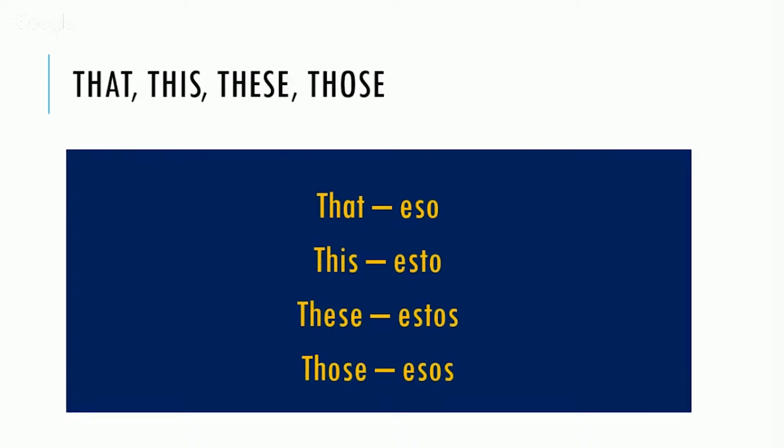La próxima práctica todavía es con los adjetivos posesivos. It's still with the possessive adjectives. Pero yo voy a incorporar estas 4 palabras, entonces necesito que la sepan primero. So, si no la saben, la escriben para tenerla al lado para que la puedan usar. That, eso, this, esto. These, estos, those, esos. Okay? We have those 4 words there.